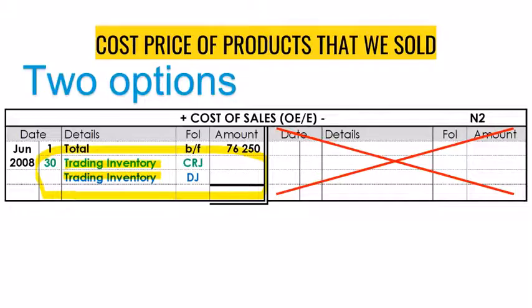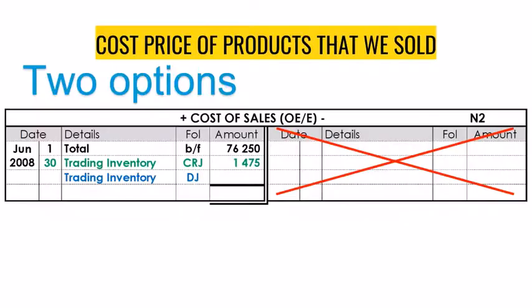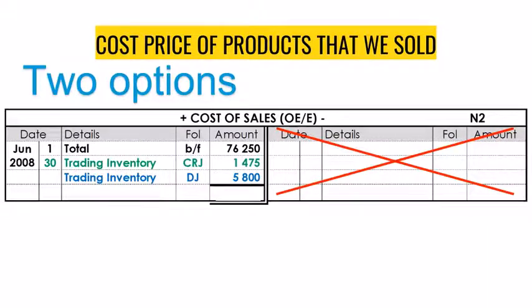The one for the CRJ is this cost of sales column in the CRJ, that 1,475 Rand. And the one for the DJ is this cost of sales column in the DJ, the 5,800 Rand. And then at the end of the month, you just total all of the values, which gives you 83,525 Rand.